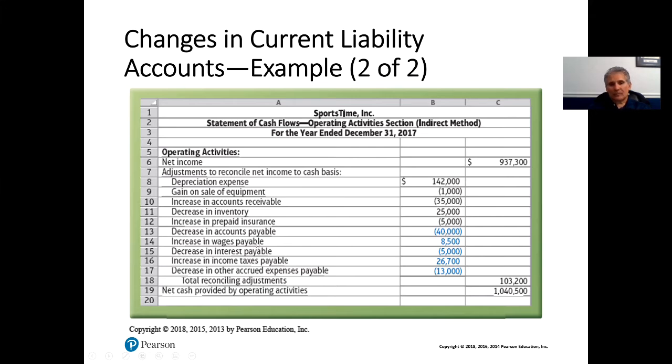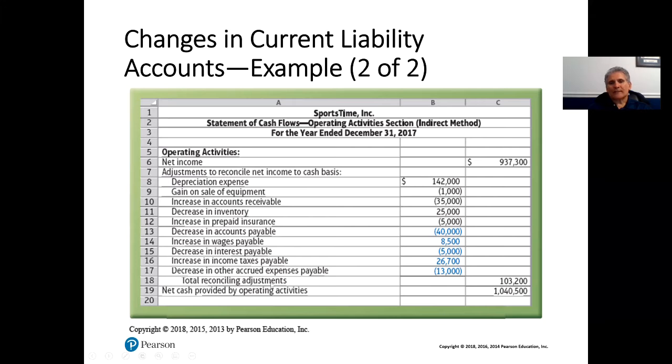An increase in wages payable is an increase or addition to the statement of cash flows. A decrease in interest payable, decrease to the statement of cash flows. Increase in income tax payable, increase to the statement of cash flows. A decrease in other accrued expenses payable, a decrease to the statement of cash flows. We're going to sum all of these up. That's a positive. We're going negative, negative, positive.